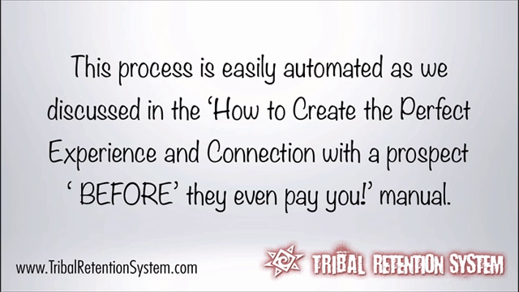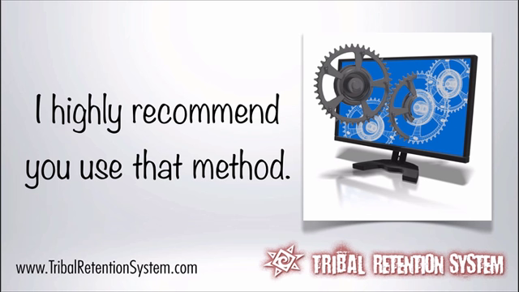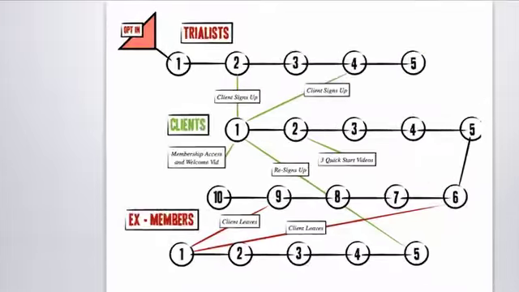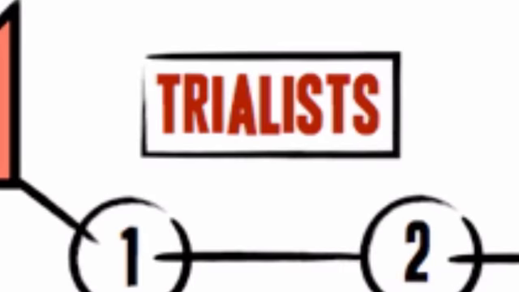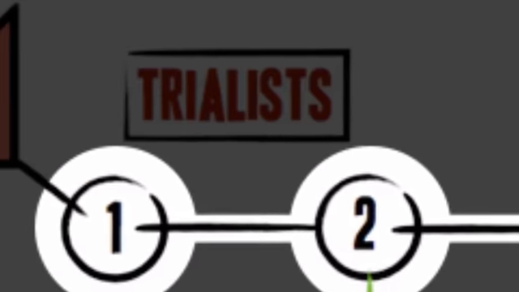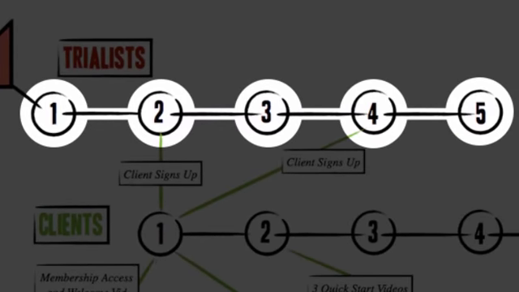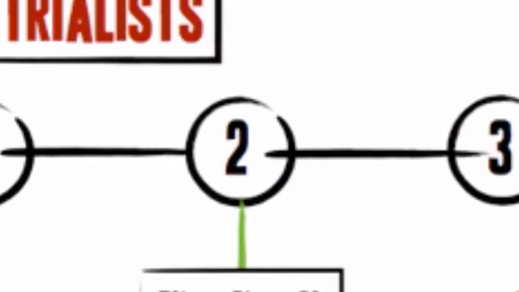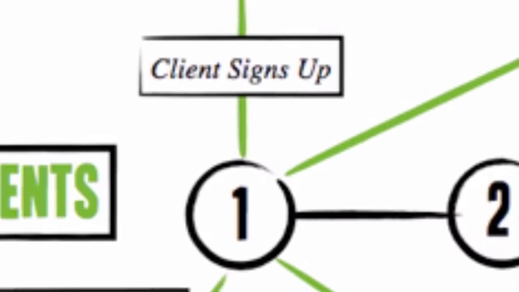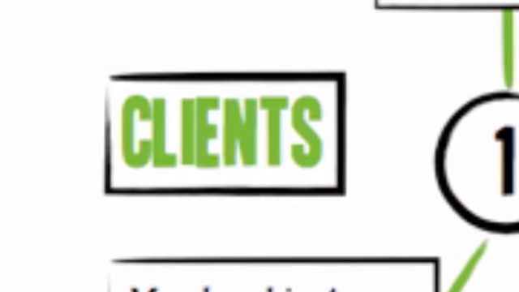This process is really easily automated, as we discussed in how to create a perfect experience and connection with a prospect before they even pay you, right? The image that I've got documented here shows the opt-in funnel. So as they become a trialist on your trial week, you would opt them into the list of the trials, right? They get a bunch of emails that you can see in that manual that I've listed and detailed. And basically, at any point when they sign up, say somebody signs up on the second day, they'll automatically get put onto the clients list then, or you can manually do it with a virtual assistant.